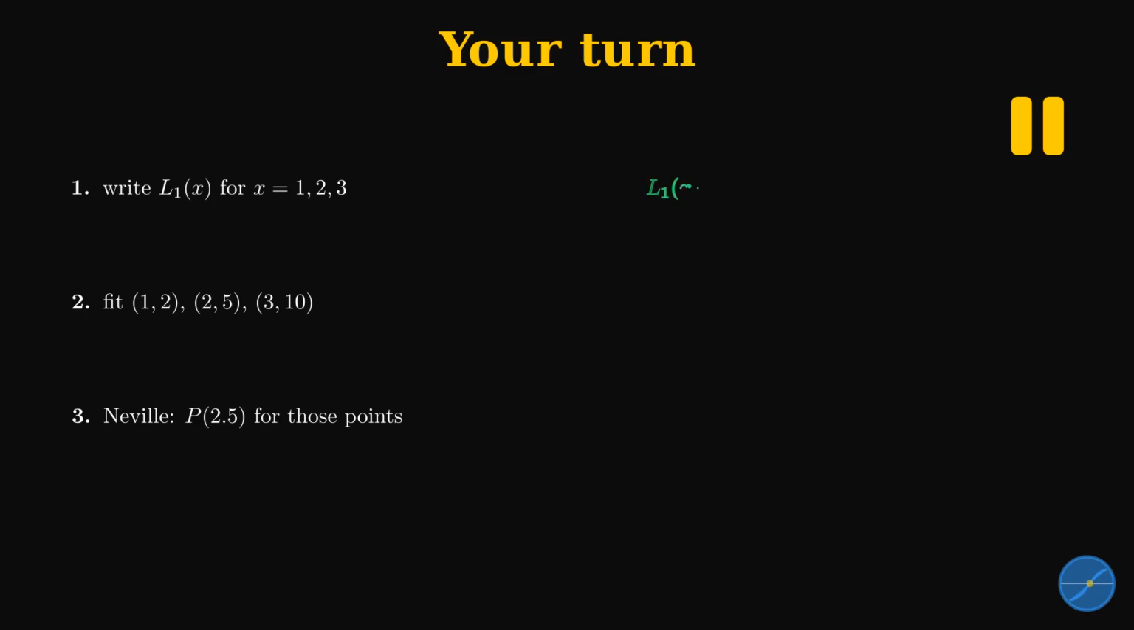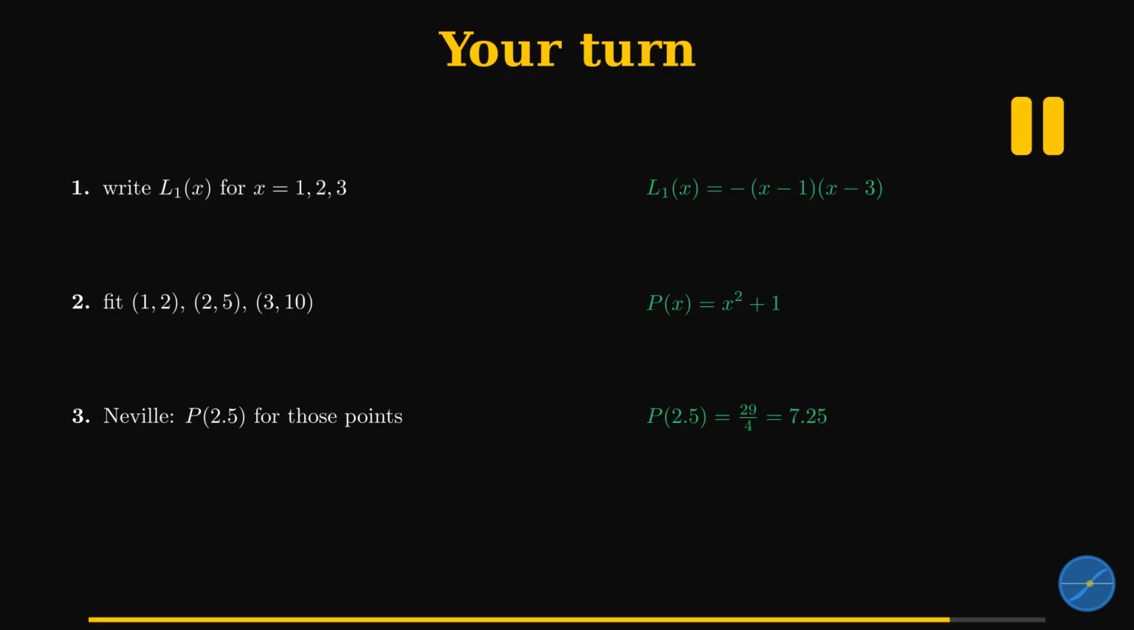1. Numerator is x minus 1 times x minus 3. The denominator works out to minus 1. 2. Those points come from x squared plus 1, so the interpolant is exactly x squared plus 1. That's the reproduction property. Number 3: the table climbs 6.5 and 7.5, then blends to 7.25, matching x squared plus 1 at 2.5.